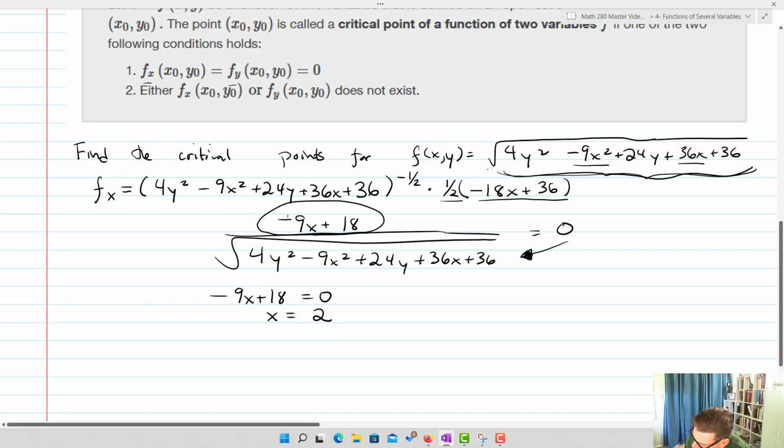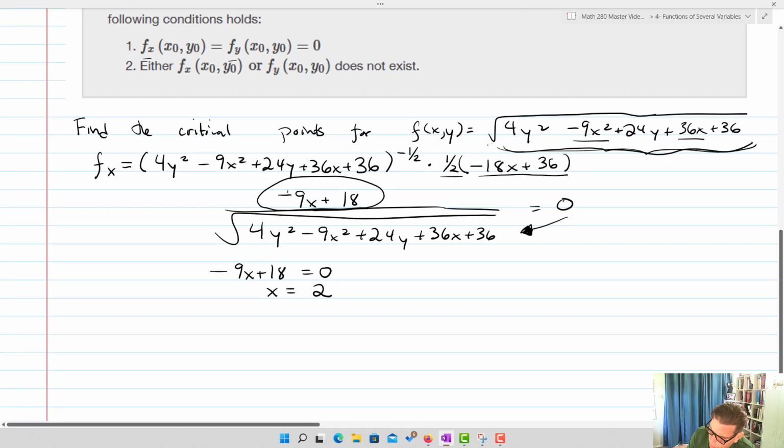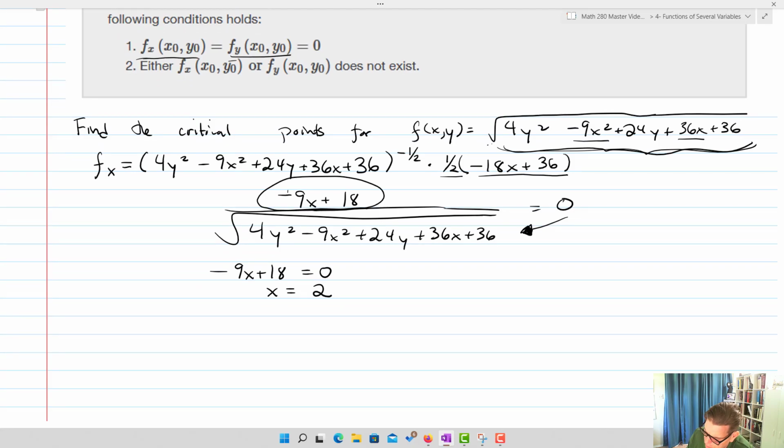So our x value is going to be 2 here for when we're considering when these two partials are going to end up equaling each other. Okay? Now, what about our y value? And by the way, no matter what y is, fx equals 0 when x equals 2. So basically, it's everything that is on that line. Pardon me.